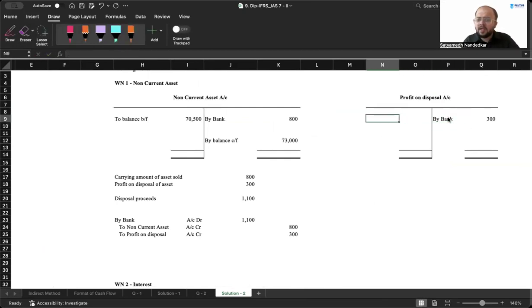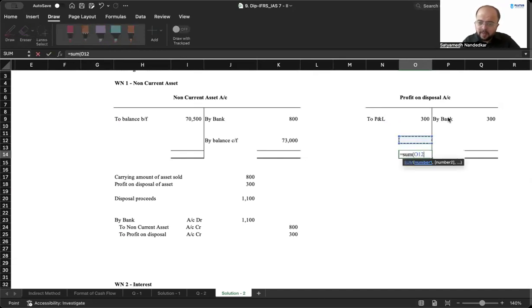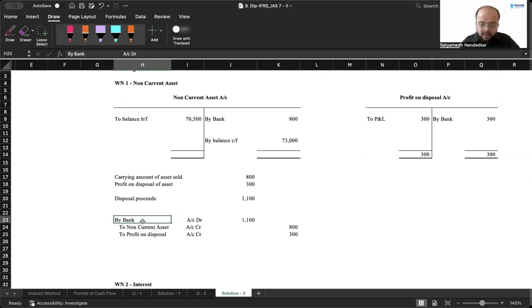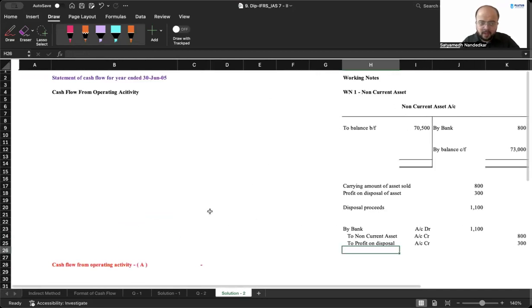300. And naturally, when you close this account at the end of the year, the entry will be profit on disposal to P&L. So your P&L account will be credited with 300. Now if you observe, this is a non-operating income, this is not an operating income. Bank account debit to non-current asset to profit on disposal.